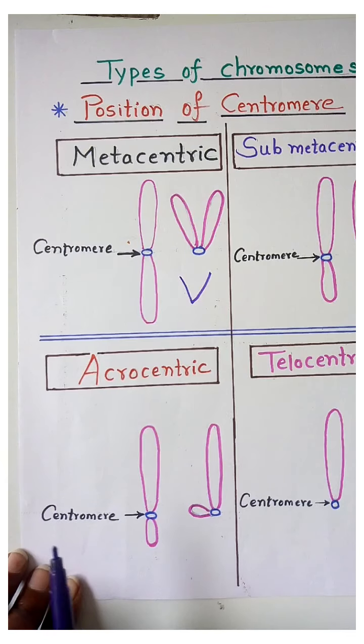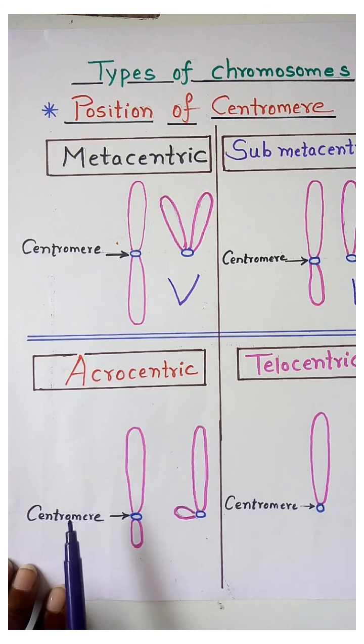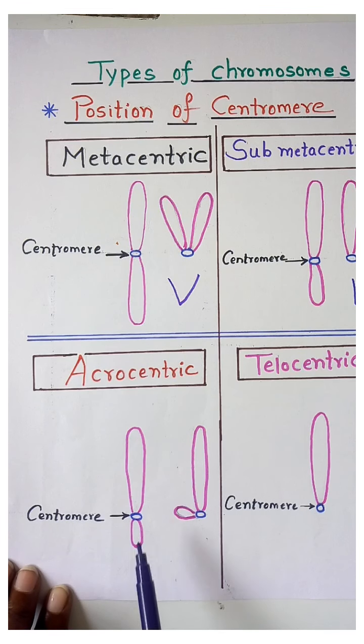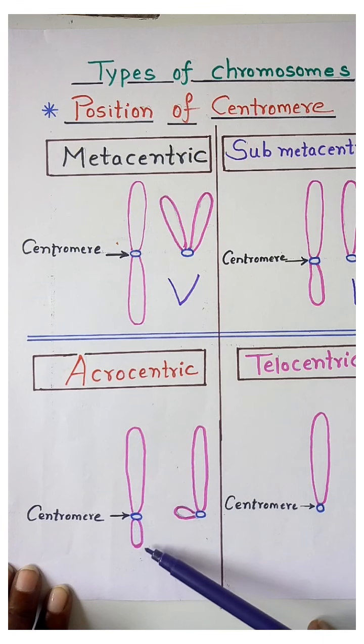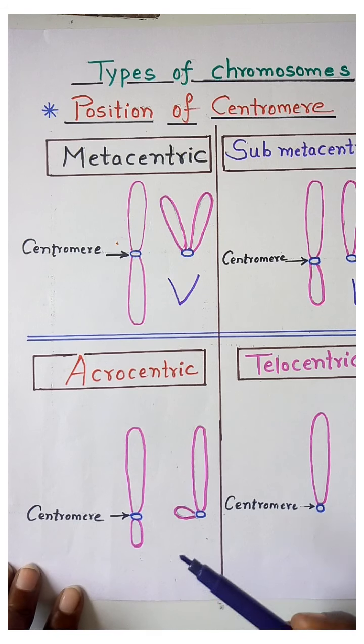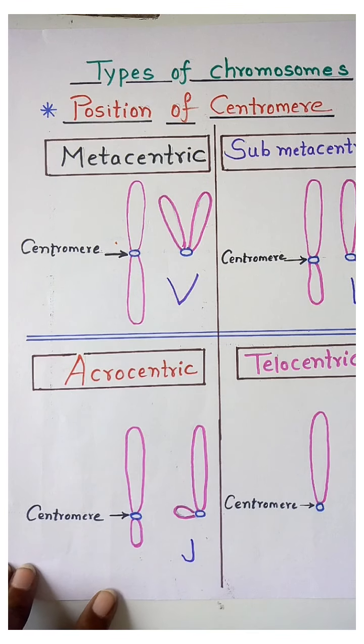The third type is called acrocentric. This is the third one. In this type of chromosome, the centromere is present towards the end of the chromosome, due to which one arm is very long and one arm is very short, and it appears like the English alphabet J.